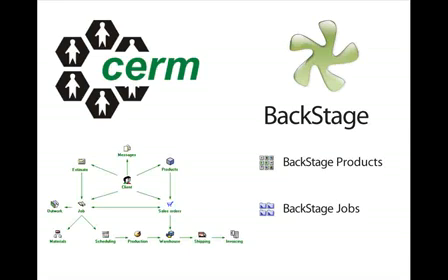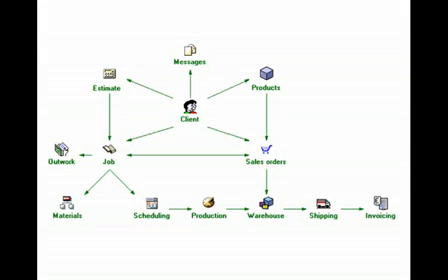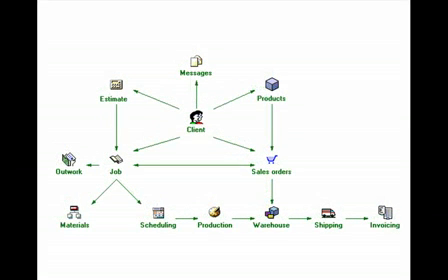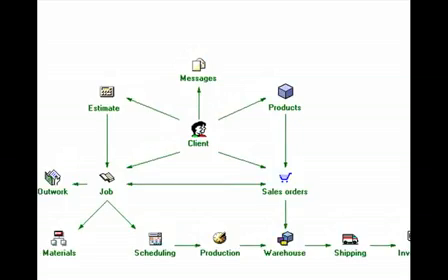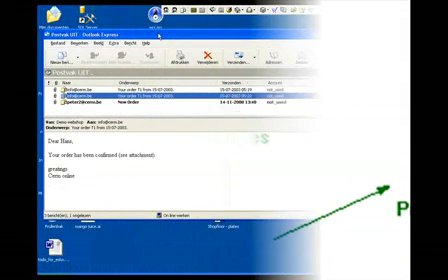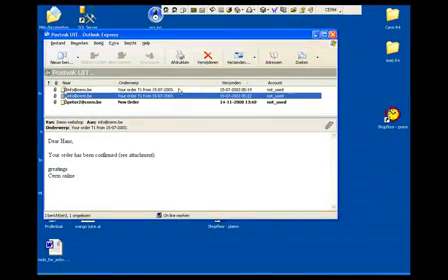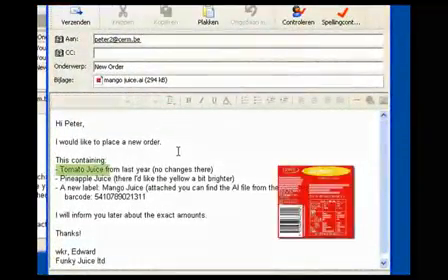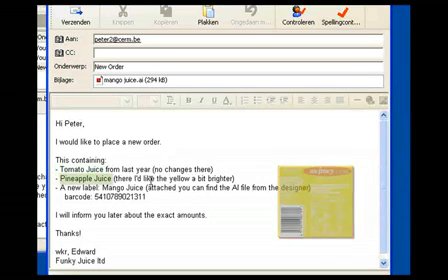On the left you have Cerm, on the right Backstage with its two databases. Cerm, of course, as an MIS system has many components, and we will go through a whole workflow using both applications. Let's start the movie with a message that comes in from the end customer, which is ordering at, in this case, a label printer, but this could be a folding carton workflow at the same time.